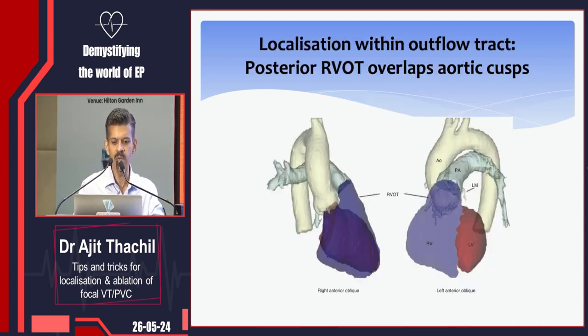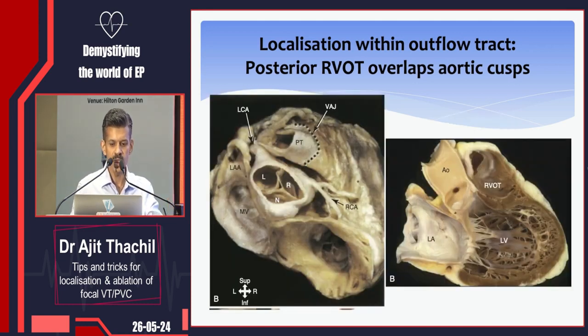Now let's go a little bit more in detail into the outflow tract. You must know that the posterior part of the right ventricular outflow tract overlaps the aortic cusps. This is very important to understand. So this is the dissection of that. Why? Because most of the PVCs exit from where they start.